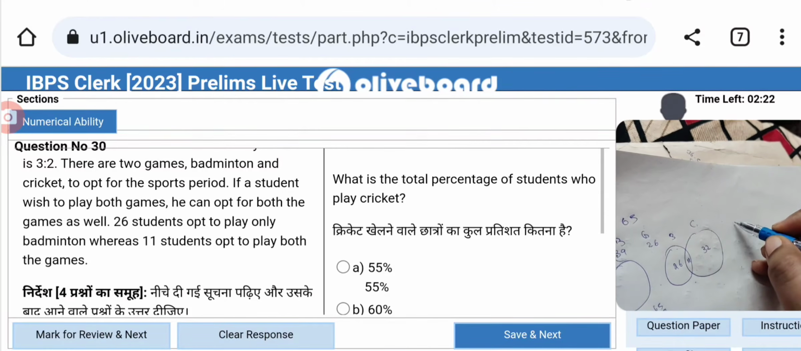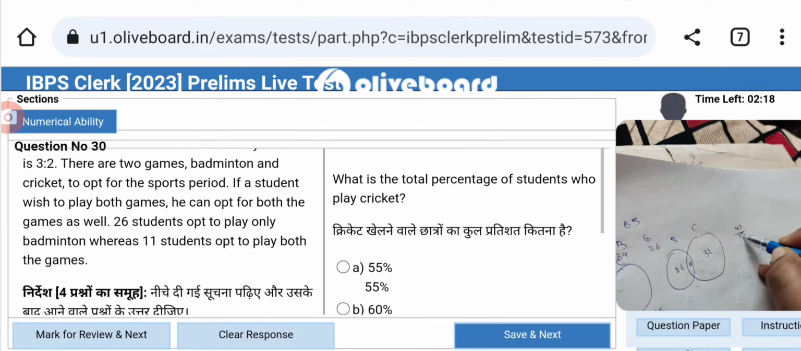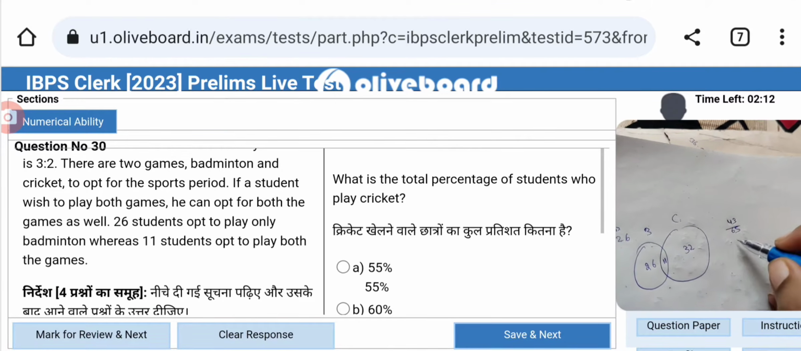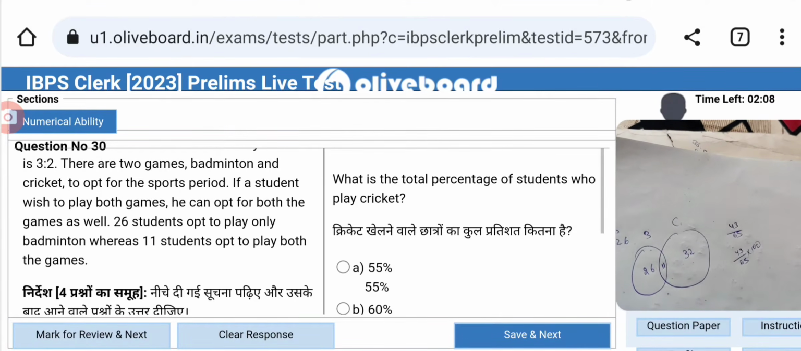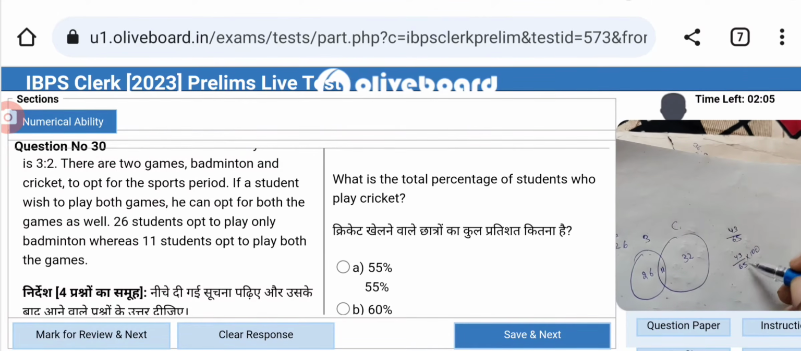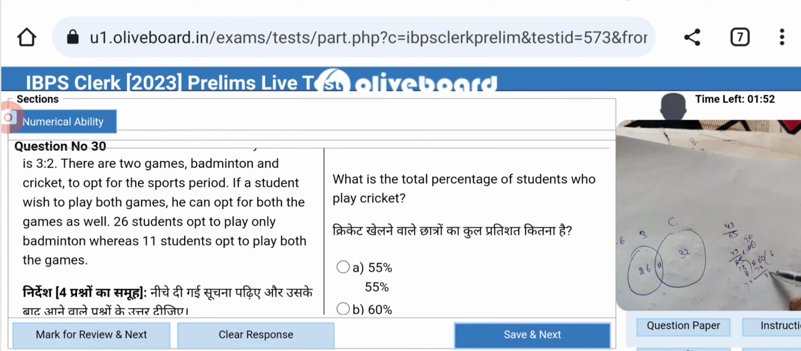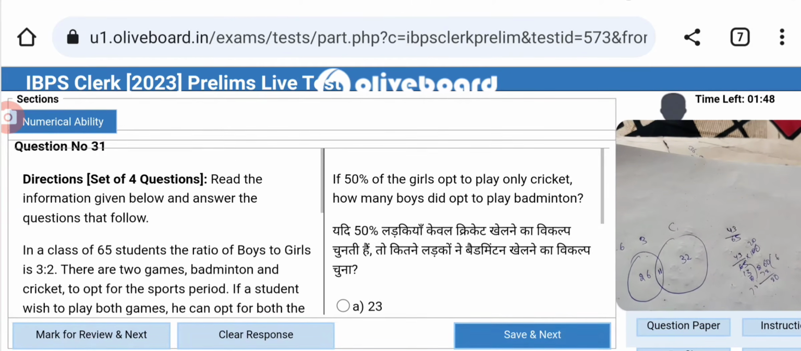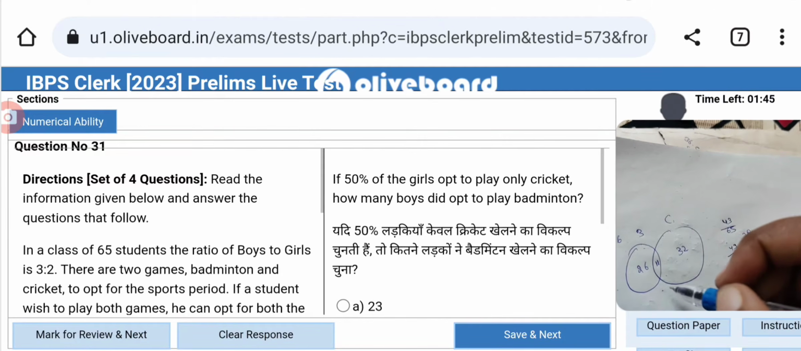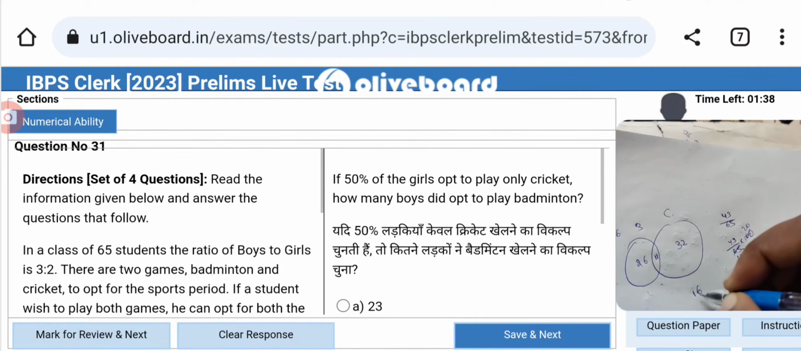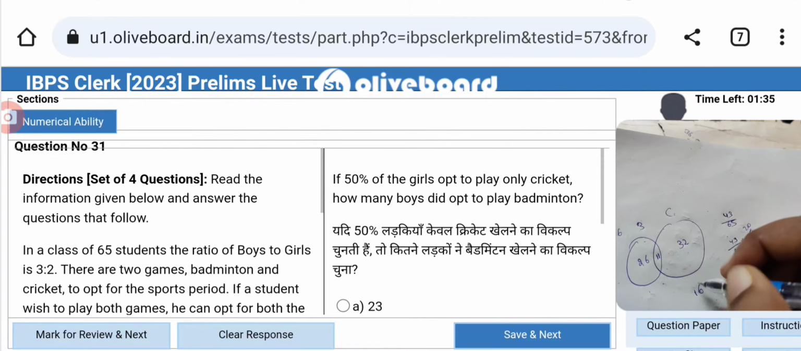Cricket. So 43, 65. 200. So 678. It is 65. 50% of girls opt only cricket. 16. 16 girls.